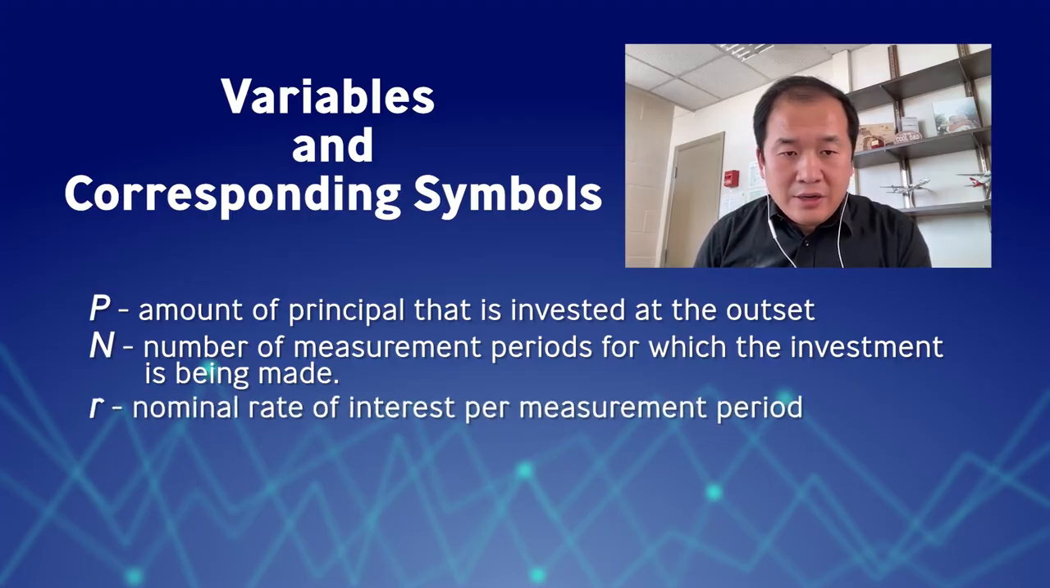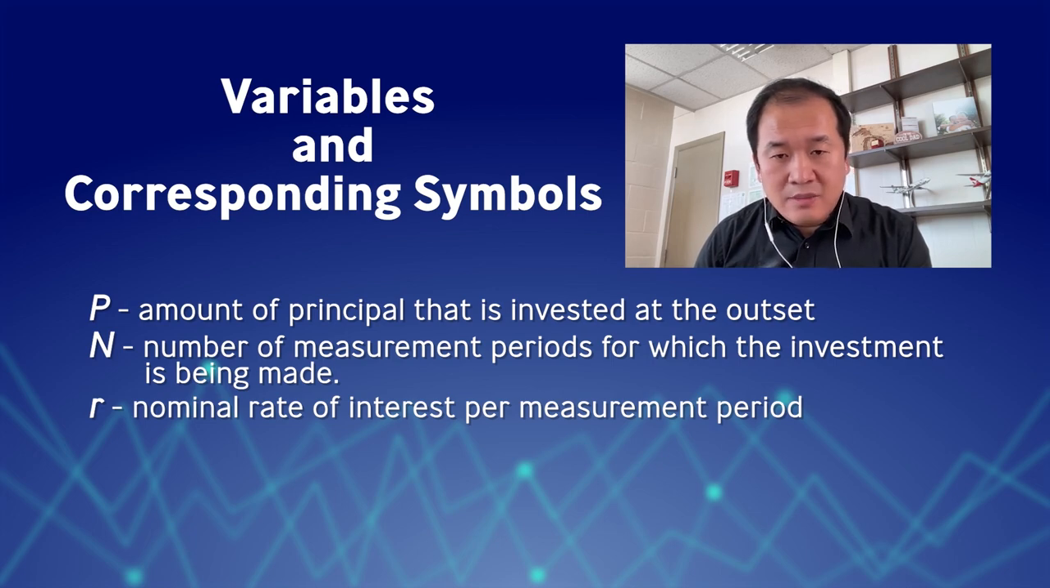And lowercase r here is the nominal rate of interest per measurement period, because the measurement period usually is, let's say, years. So here r is the rate you will quote as the so-called annual rate, right? If there is a particular loan, the interest is measured at, say, 5% per year. That's what r represents.